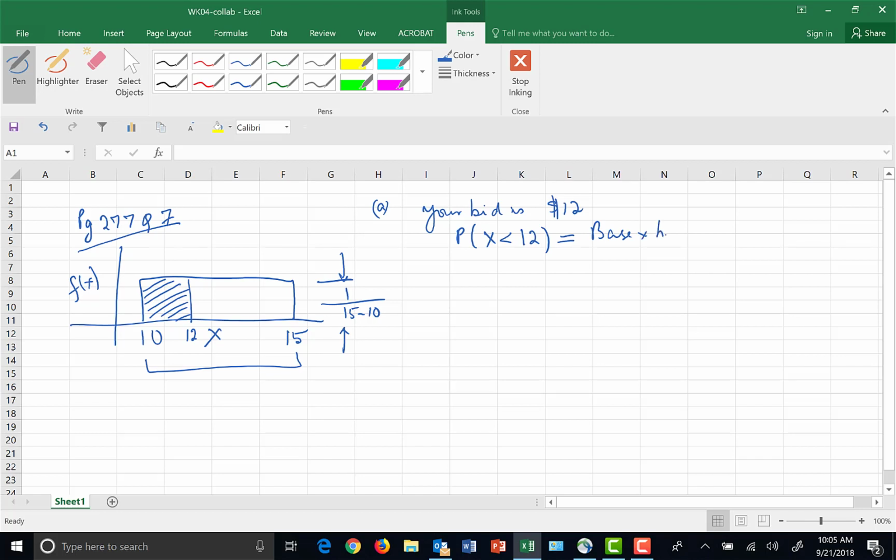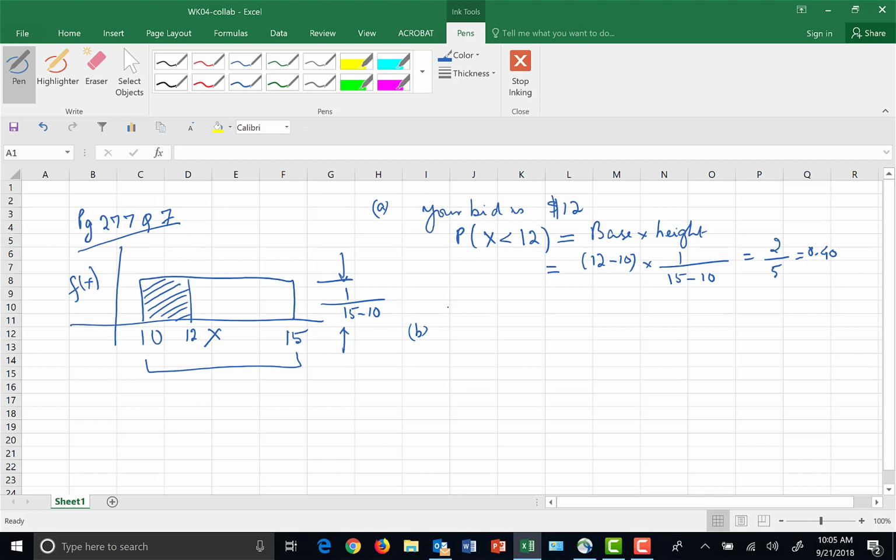Okay, so the likelihood that the competitor will bid less than $12,000 is base multiplied by the height, which is 12 minus 10, which is the base, multiplied by the height, which is 1 divided by 15 minus 10, which is equal to 2 divided by 5, or 40%. Okay, so that's part A. So we are going to do the other parts in a similar way.